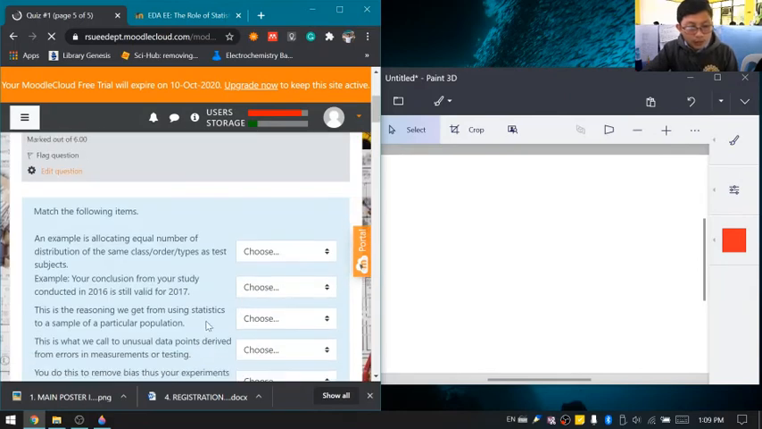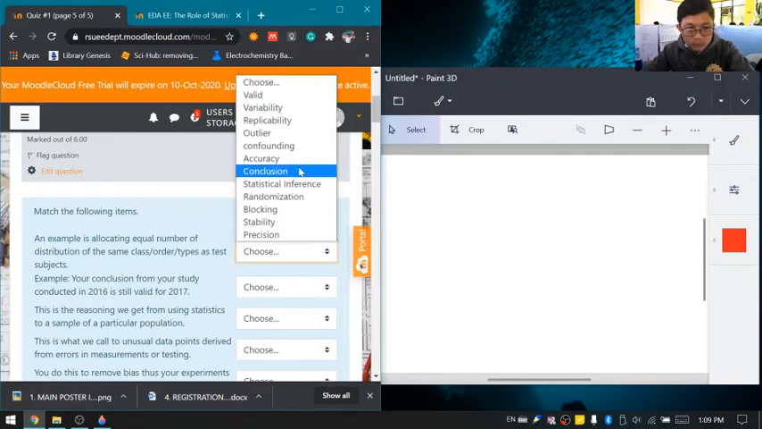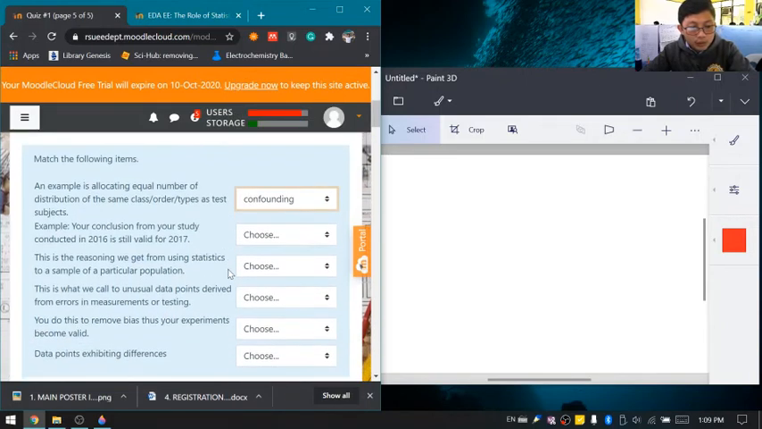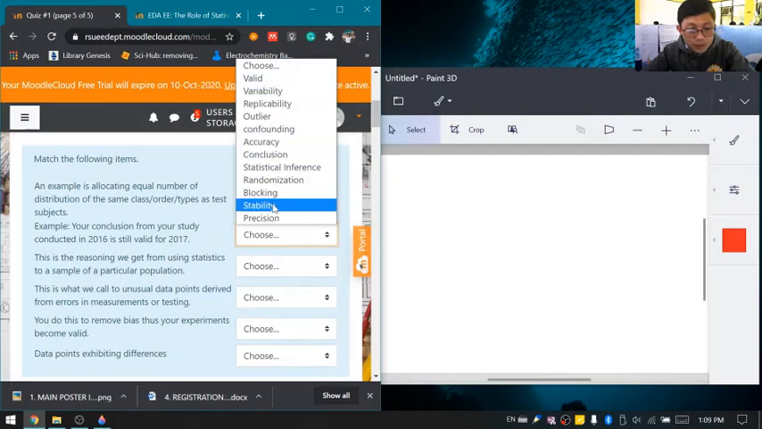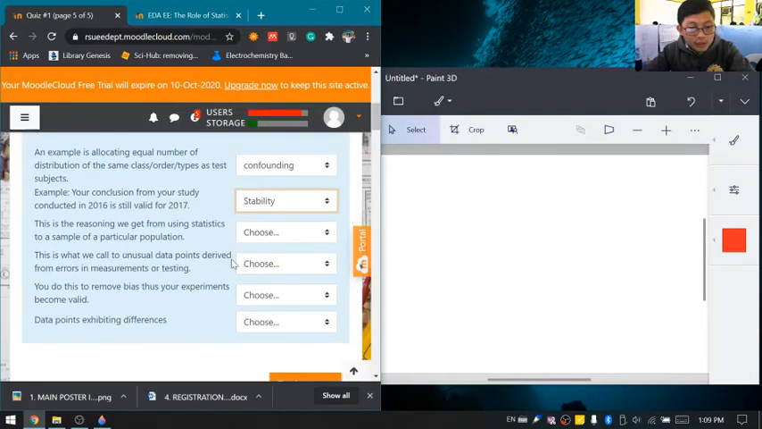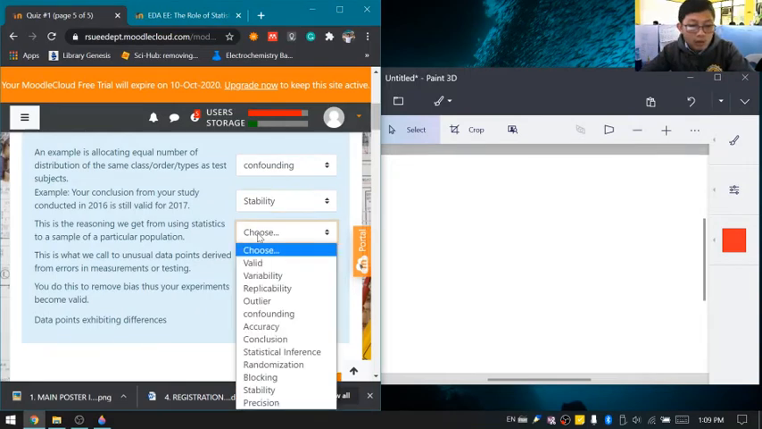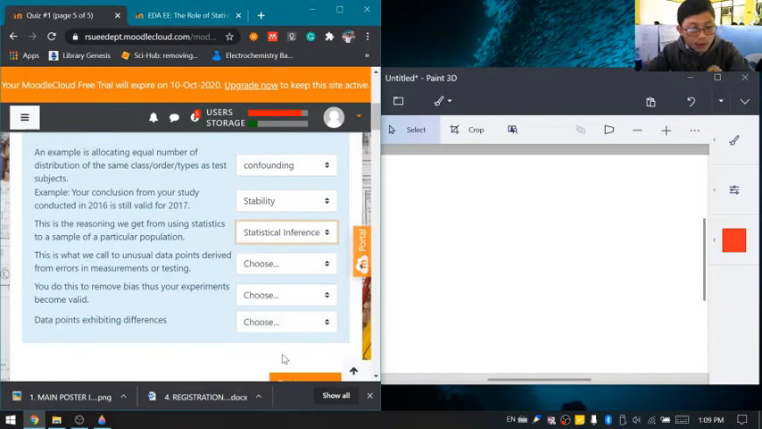Right, so okay, match the following items. So an example is allocating an equal number of distribution. So this is actually confounding. So the conclusion from your study conducted in 2016 is valid for 2017. So your study has stability. Okay, so it's stability. So this is the reasoning we get from statistics, from a sample to a particular population. So we get the inference of a population from a sample. Okay, so this is statistical inference.